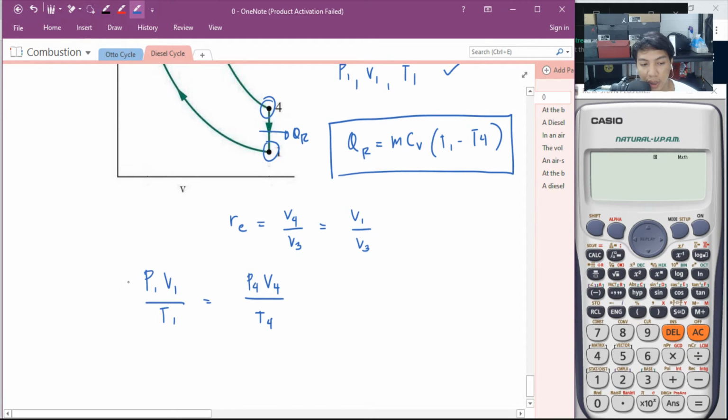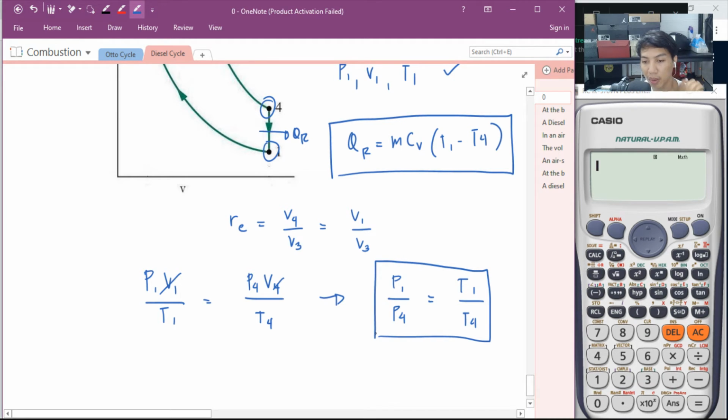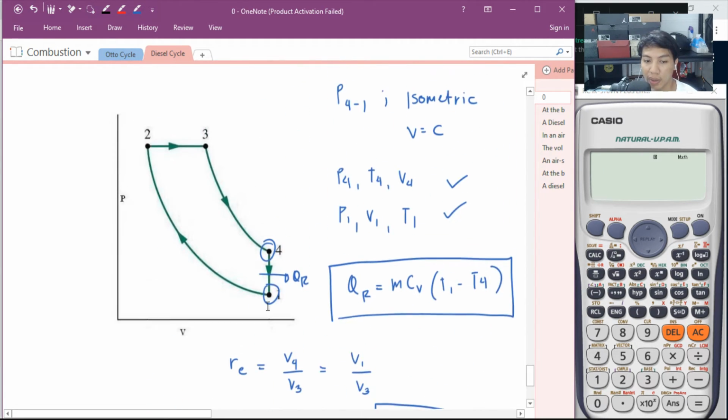Cancel natin si volume. Constant volume daw siya. Pwede natin tong sabihin na P1 over P4 is equal to T1 over T4. Yung ratio nila. Pag sinabing the ratio is 16 to 1, anong tawag doon? Compression ratio, RK.